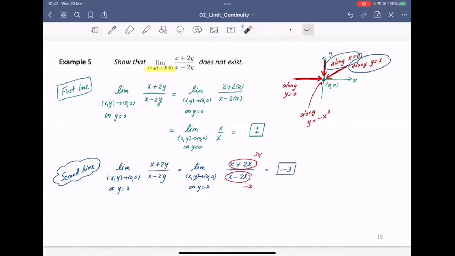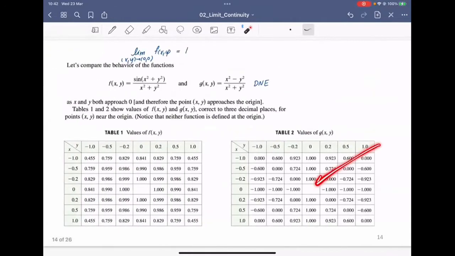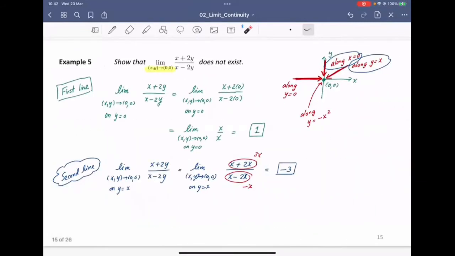Which means you have the limit on y equal to 0 is 1. The limit on y equal to x is negative 3. It's going to be the same case: when it comes here, you get negative 3; when it comes here, you get 1. So you have two lines already that give you different limits. Which means the limit does not exist, because the limit of the function, let's say f(x,y) here.